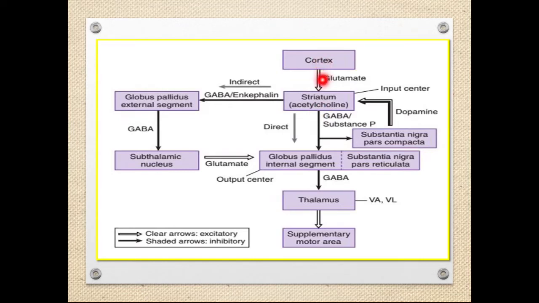Initially from the cortex to striatum, the initial segment is the same. From the striatum, instead of directly going to the globus pallidus internus, it is taking a long route, or we can assume that we are taking the bypass of a city, the outer ring road of the city. So in the outer ring road, from the cortex it goes to the striatum.